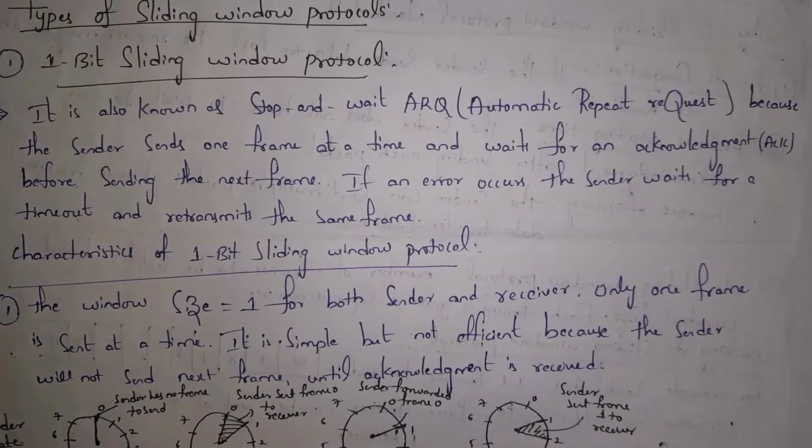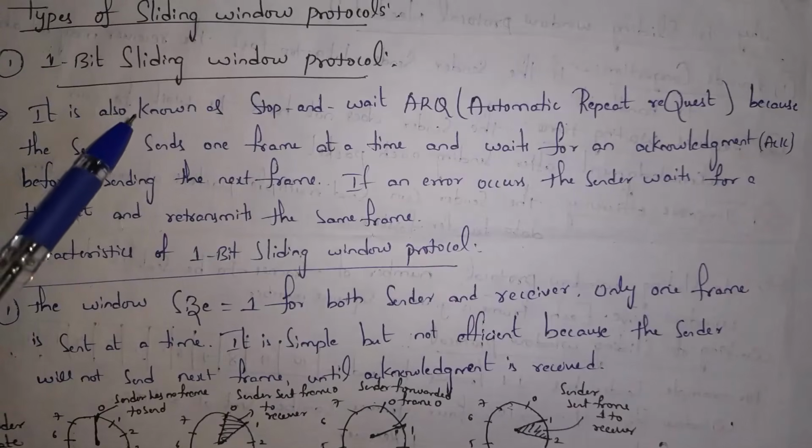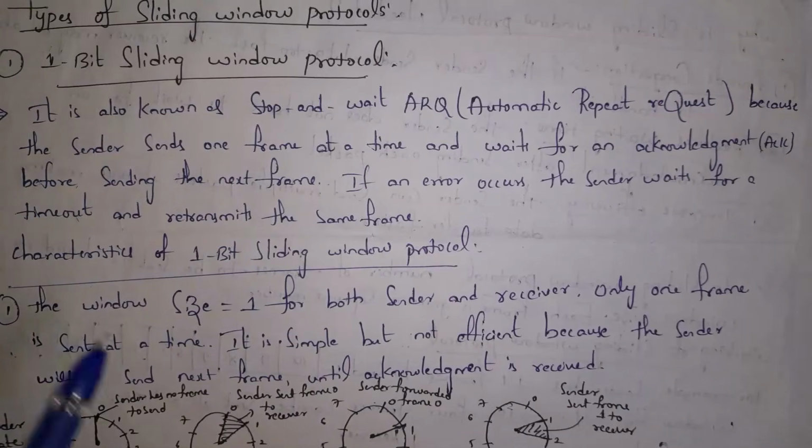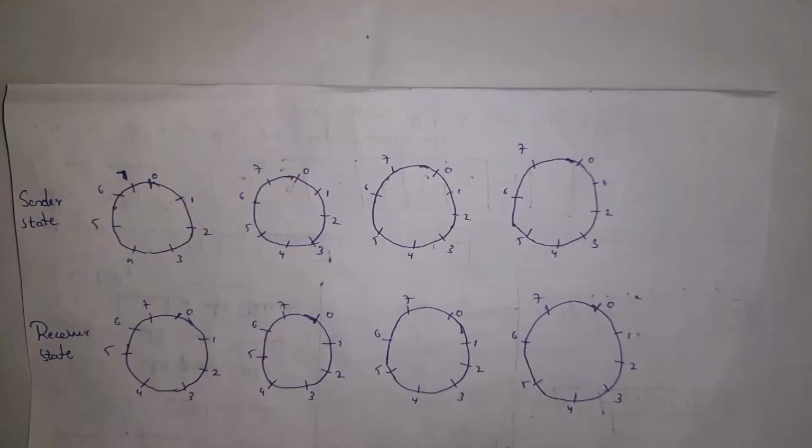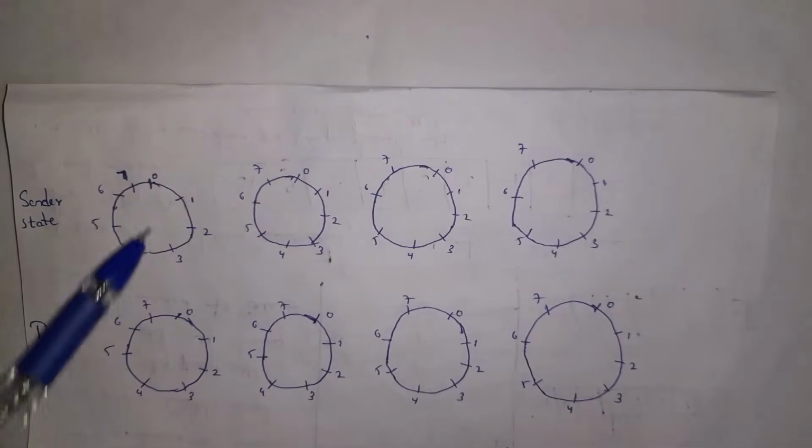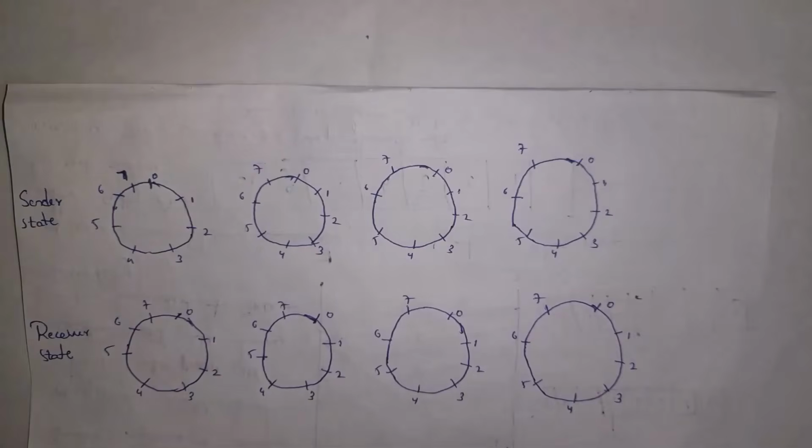I will explain one-bit sliding window protocol with example. As we can send only 1 bit, that is, we can send only one frame at a time. That is why we call it as one-bit sliding window protocol. So here window size is only 1. This is example. Sender wants to send total 8 frames from 0 to 7, and sender can send only one frame at a time. Only after getting acknowledgement, sender can send next frame.